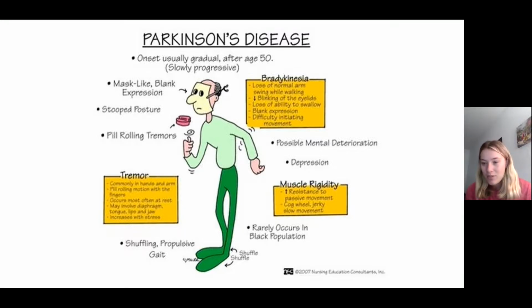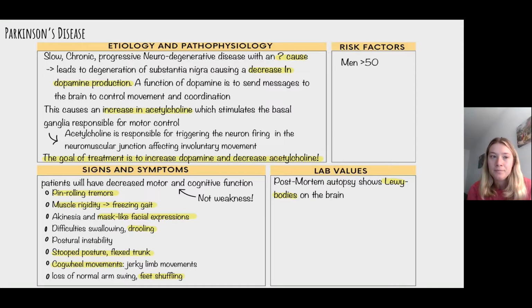Specifically, if you have your notes and are following along, I would highlight that mask-like blank expression, stooped posture, pill-rolling tremors, bradykinesia. They have that weird arm swing. They don't have a normal arm swing, the rigidity, etc. And then their shuffle, the Parkinson shuffle.